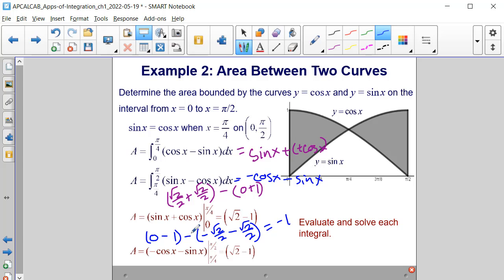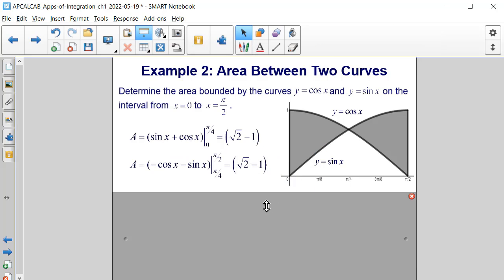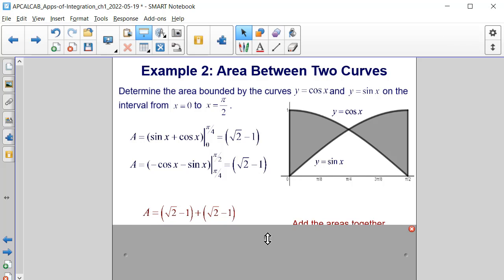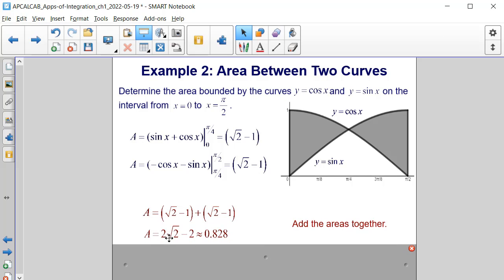And then if we distribute this negative through to both terms, they become positive. So we have root 2 over 2 plus root 2 over 2 again, which is positive square root of 2, and then minus 1. So that's what it simplifies to. The final step in solving this problem is to add these two areas together. And when we do that, we'll have 2 times the square root of 2 minus 2, which is approximately equal to 0.828.